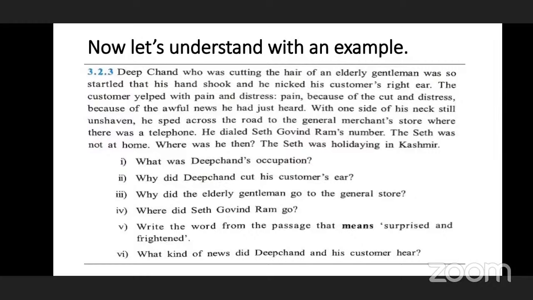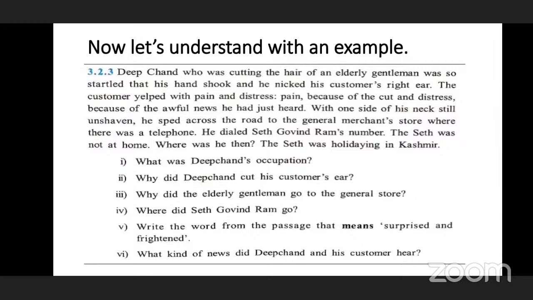I would like all the participants to imagine that you do not know anything about the story, only for this slide. Now I apply the first rule, reading all the questions. What was Deep Chand's occupation? I have read only the question. I do not know anything about the passage. Let us imagine like that in order to understand the rules in the previous slide.